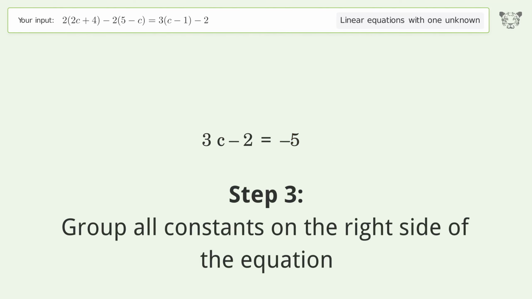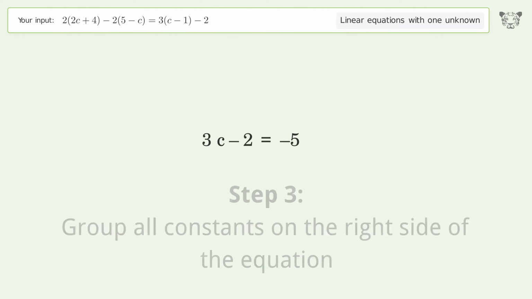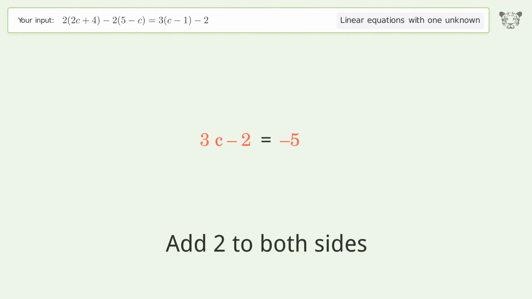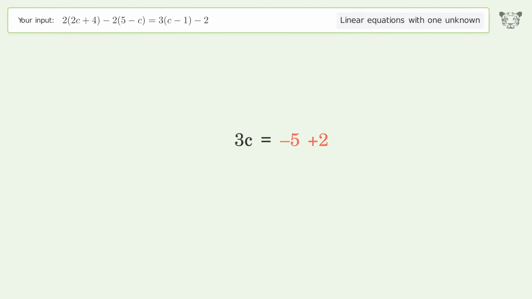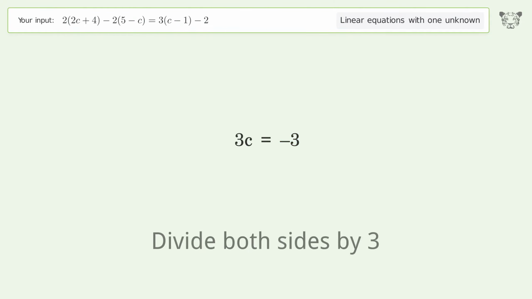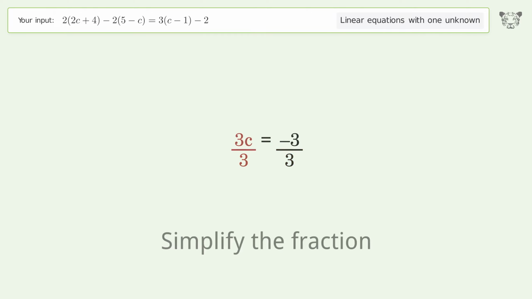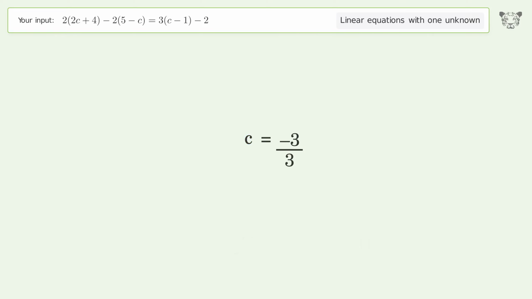Group all constants on the right side of the equation. Add 2 to both sides. Simplify the arithmetic. Isolate the c. Divide both sides by 3. Simplify the fraction. And so the final result is c equals -1.